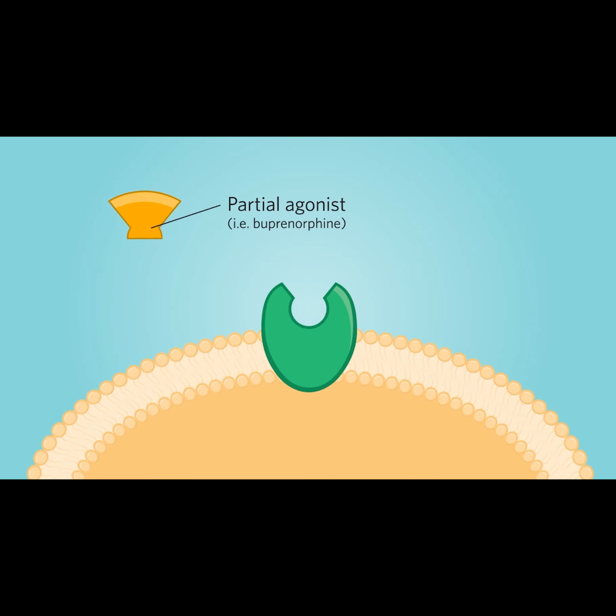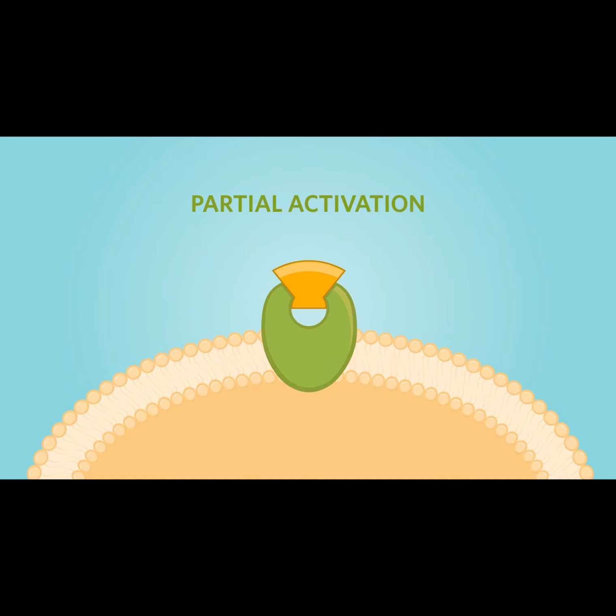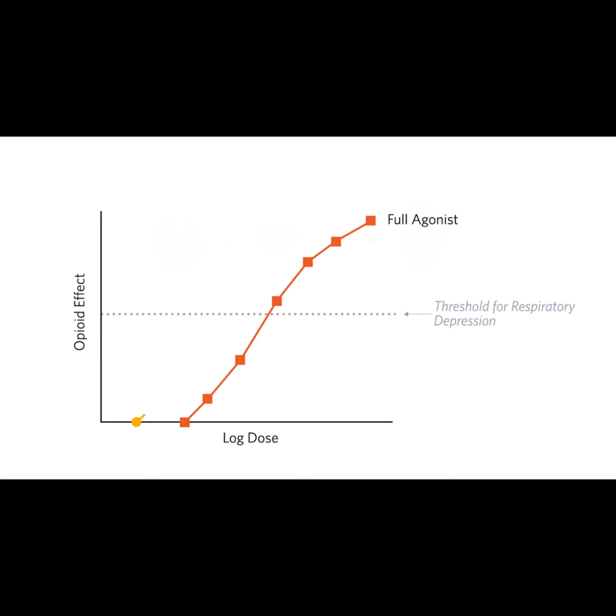Buprenorphine is what we call a partial opioid agonist. It will bind an opioid receptor very tightly, but it will only activate it to a lesser degree than full agonists. This results in less euphoria, respiratory depression, and sedation than full agonists like heroin.